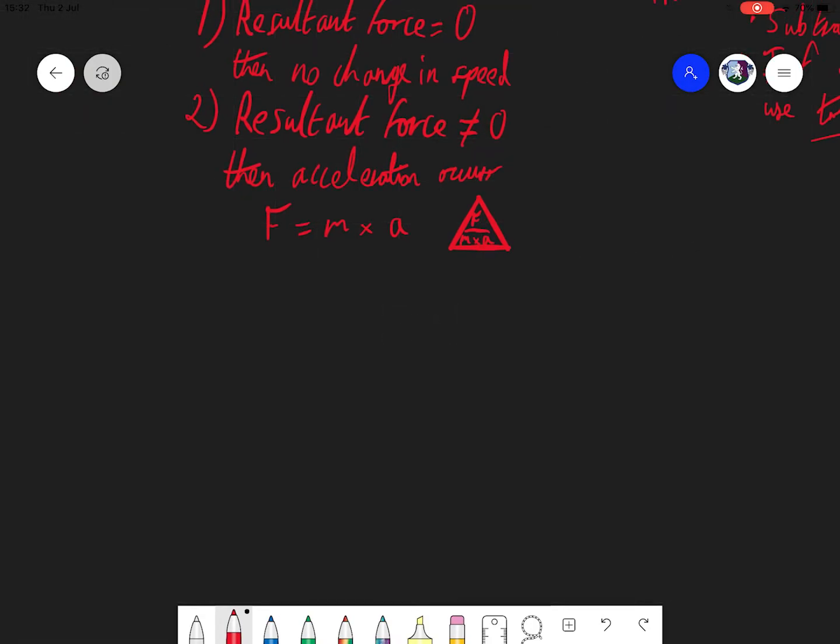It's worth remembering that this one can be linked to gravity as well, where weight would be the force and the acceleration is the acceleration due to gravity, 10.